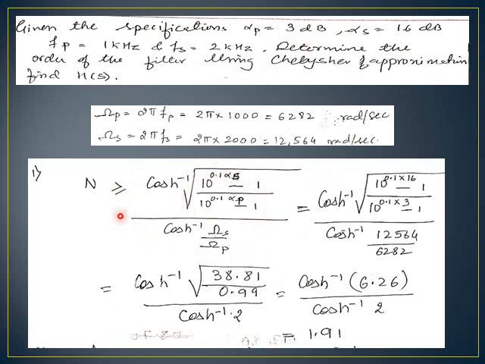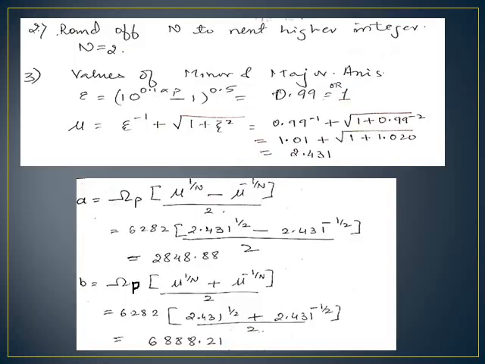substitute these values in the formula for the order n, as the first step is to find the order of the filter n. So this is the formula. Substitute the values of alpha s, alpha p, omega s and omega p. We find the answer as 1.91. The second step is to round off the value of n to the next higher integer. So the value of n will be 2.